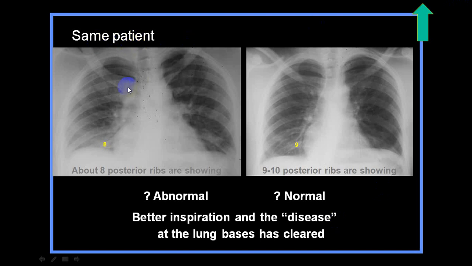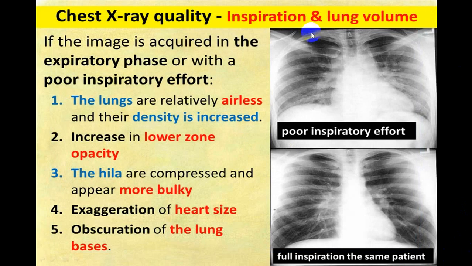Now see this patient. If you look at the posterior rib, this is at the 8th rib, and then a deep inspiration is taken. You can see the posterior 9th rib is seen clearly here. So this is good quality. This is poor quality, right? So always look at that anterior end or posterior end. Posterior end should be at least close to 10th and anterior end 6th.